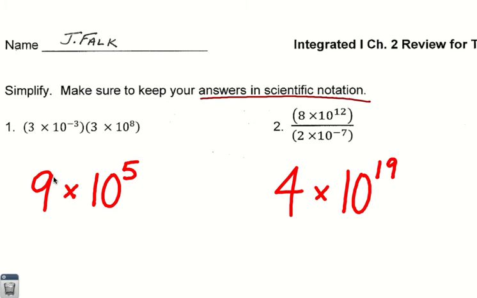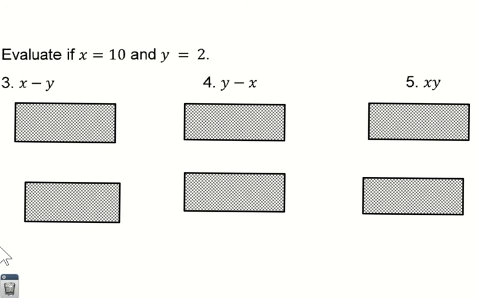But again, for some reason I feel like summarizing that: multiplying, you multiply the regular numbers and add the powers. Dividing, you divide the regular numbers and subtract the powers. Moving on.